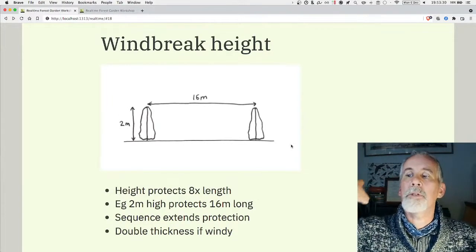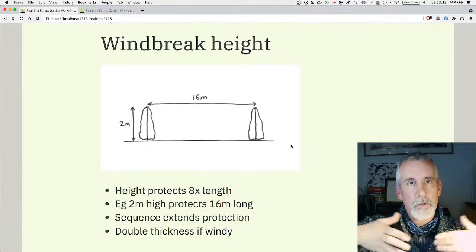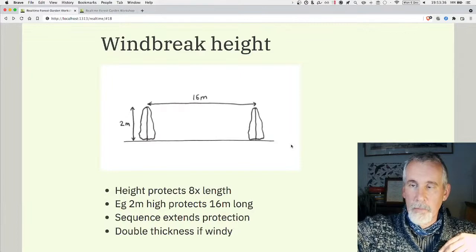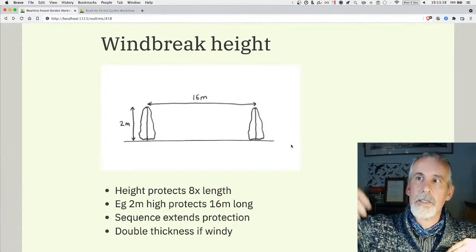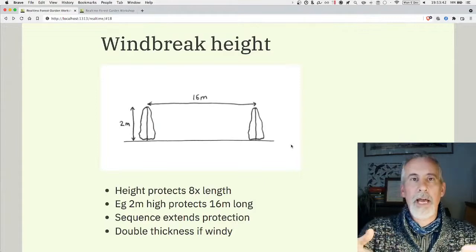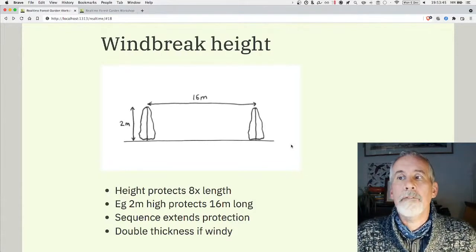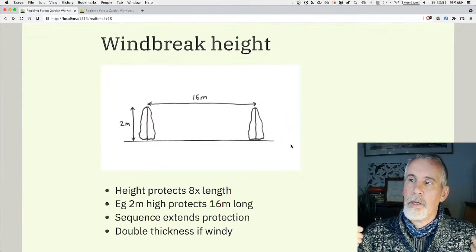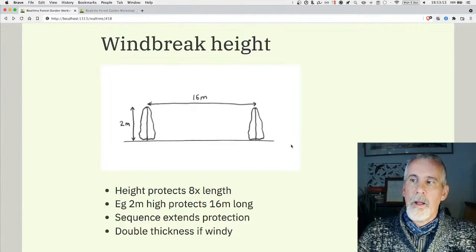What you can do is you can have a sequence of windbreaks across the garden if you have a larger garden. So you can have a sequence of a 2 meter windbreak, 8 meters, another 2 meter windbreak, 8 meters, another 2 meter windbreak, and then that will provide the protection. If you have the space, I'd always recommend using a double thickness windbreak if you can afford the space, because it takes a while for any hedge to get going.